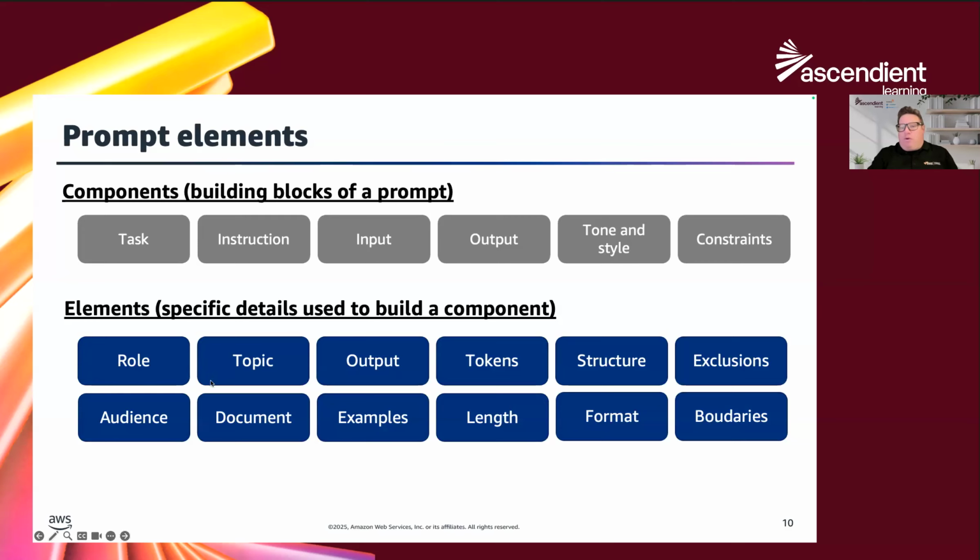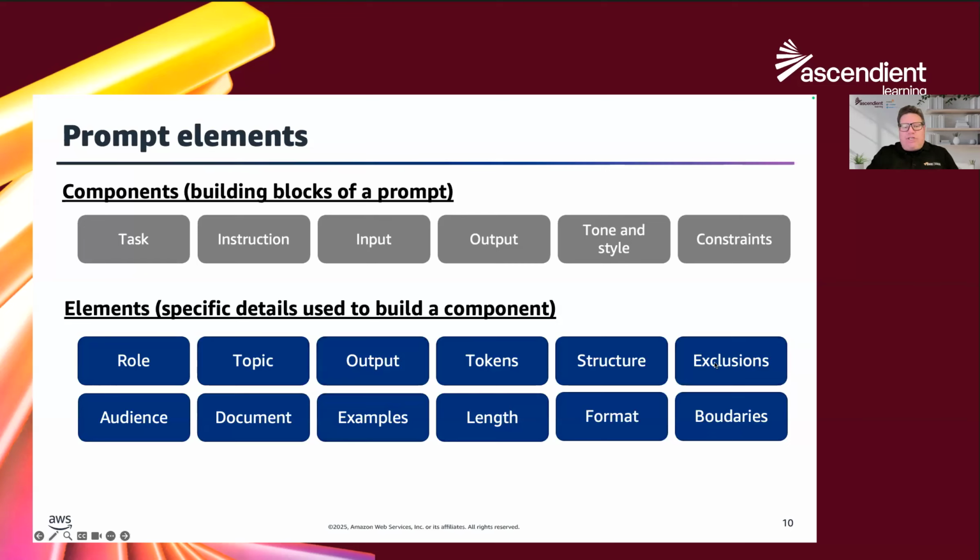So we can give more of a role, so that the perspective or expertise the AI should adopt. You're a financial analyst, whatever you are, right? The subject matter, the topic, that kind of thing. The output, again, desired format, type of response. Do you want a report? Do you want a list? Whatever. The tokens, well, that's the actual words we send in. The structure is more like the organization and flow of the expected response.